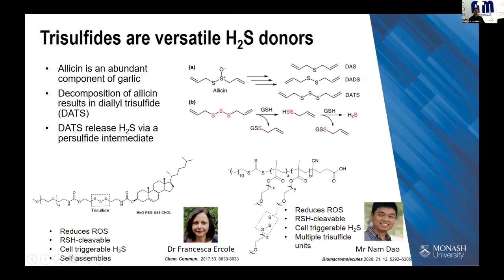And this area really started with Fran Erkol's work back in 2017, where she conjugated a polyethylene glycol to a cholesterol via a trisulfide bridge. And more recently, as Nam presented on last week, we've looked at introducing a trisulfide-bearing monomer to increase the donating capacity of these materials.